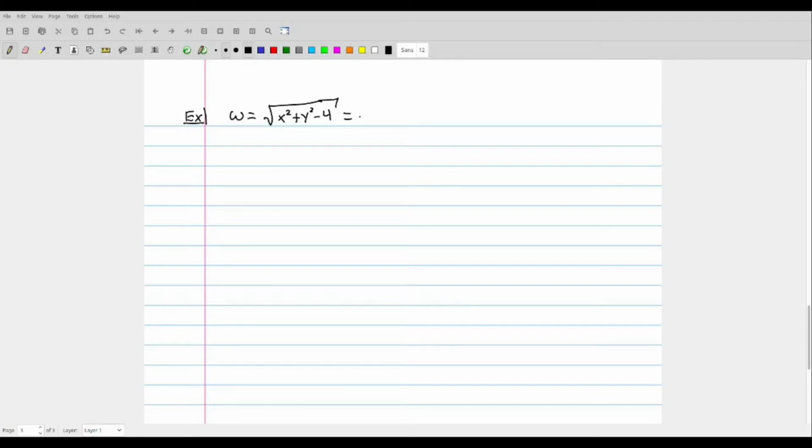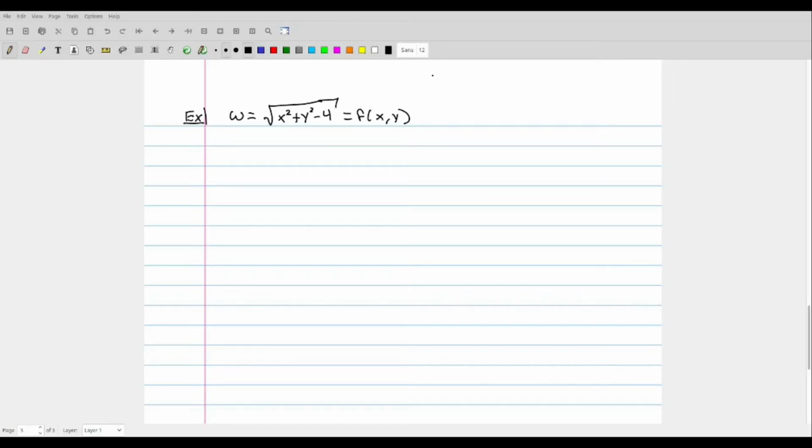Here, our multivariable function is f of x, y, which is the square root of x squared plus y squared minus 4. And this is saying that w is our output. It's the value we get when we plug in any values of x and y. For instance, we'll just do a little example.